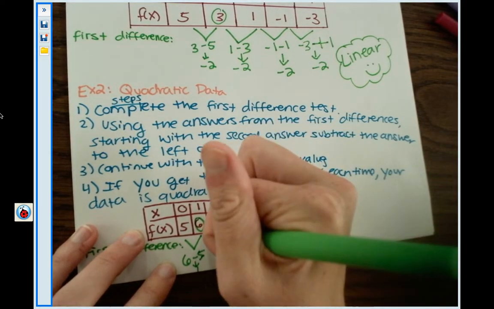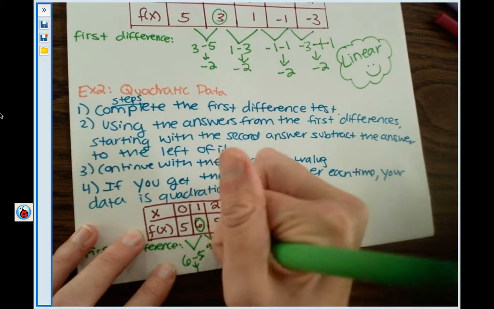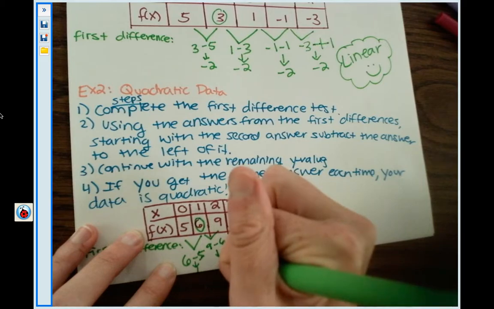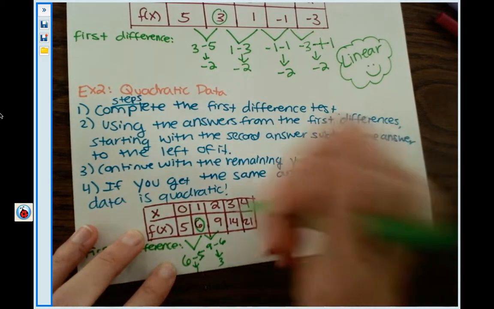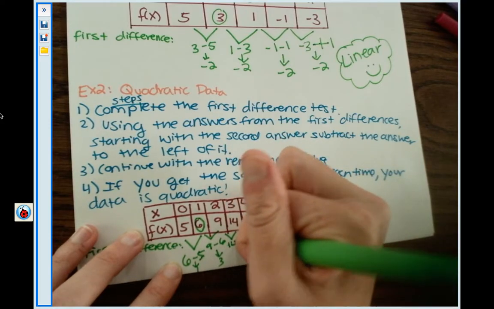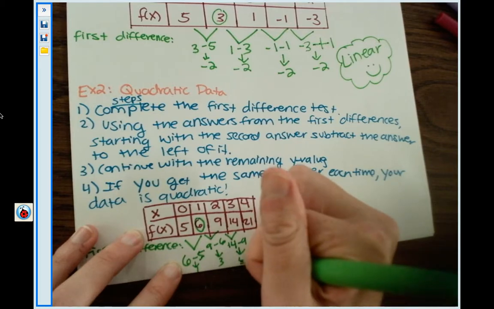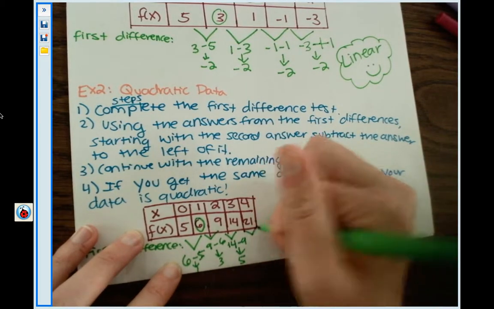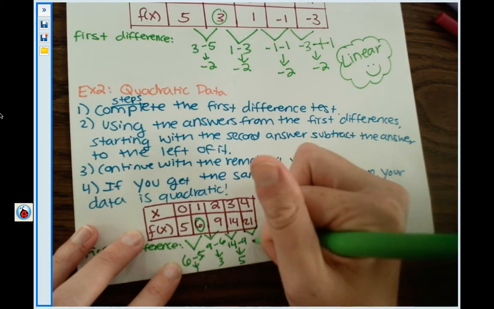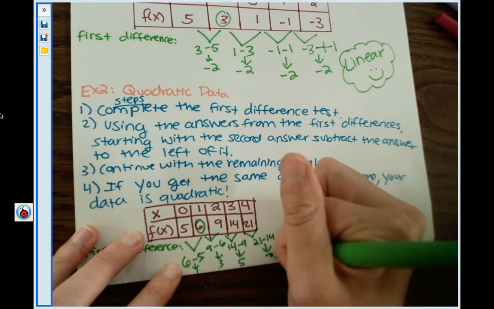Okay, now I go to my next y value. I'm going to do 9 minus 6. When I subtract those, I get 3. I'm going to subtract my next two y values, 14 minus 9, which will give me a 5. And my final two will be 21 minus 14, which gives me 7.